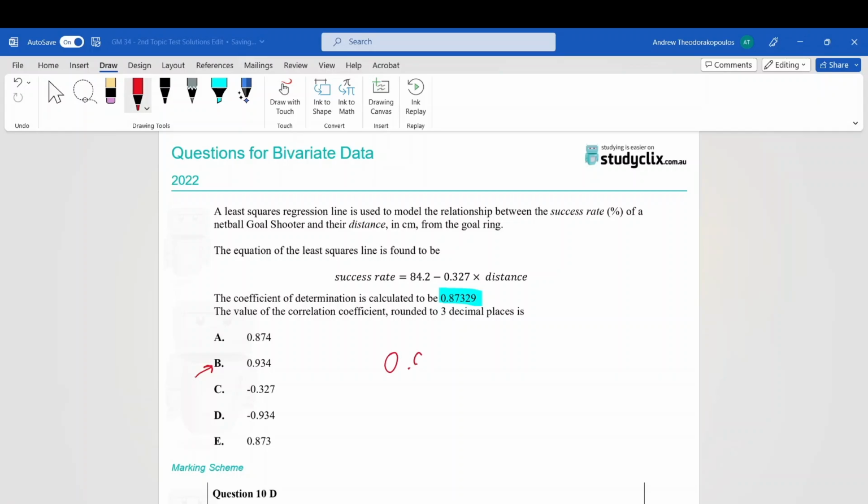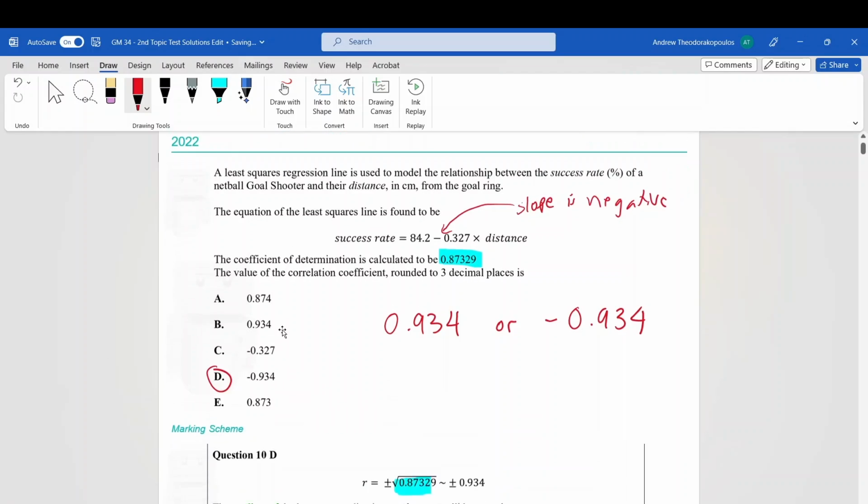Now you might think that it's 0.934, but what you need to realize is that when we square root a number, we either get a plus or a minus number. Okay, so it's either positive 0.934 or negative 0.934. The way to know which one it is is to look at the equation of the least squares regression line. The slope is negative 0.327, which indicates that this is a negative slope. So if our slope's negative, then our R value is also negative. And that's where we got D as our correct answer.